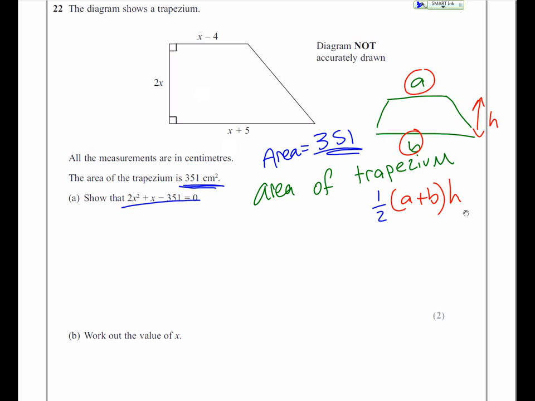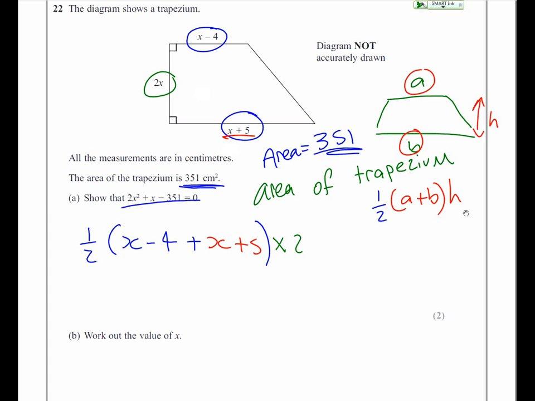Anyway, so let's do it with this. A half, A plus B. Well, that's A and that's B. So let's do x minus 4 plus x plus 5, times by the height. What we're doing here is we're timesing by 2, dividing by 2, so let's get rid of that. In this bracket, it's going to simplify to x minus, we got two x's, we got minus 4 add 5, which gives us a plus 1.